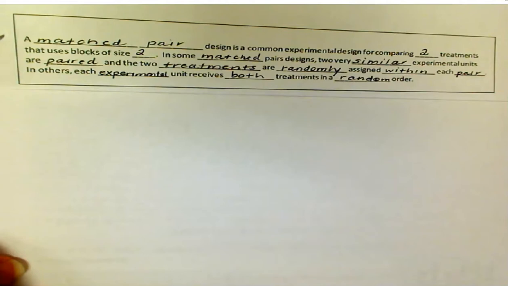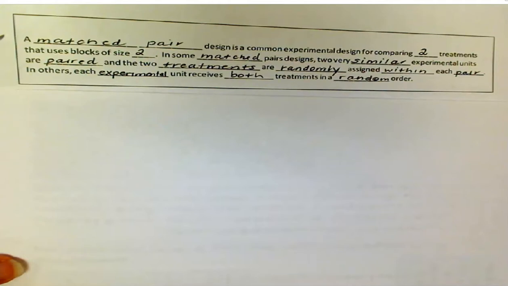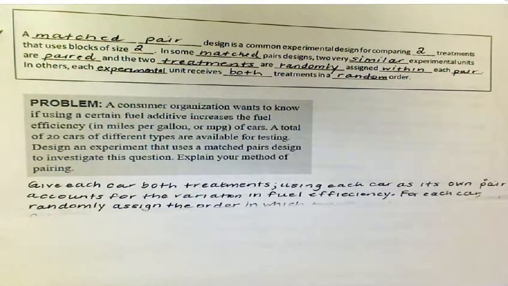So what you're going to do, this is all a matched pair, think about that, is comparing 2 treatments using blocks of 2. So you match up these pairs with each other, and then you would actually give the treatment to both in different random orders. So we're going to look at an example.